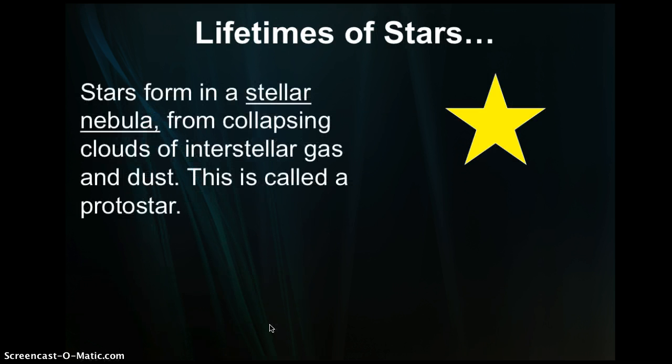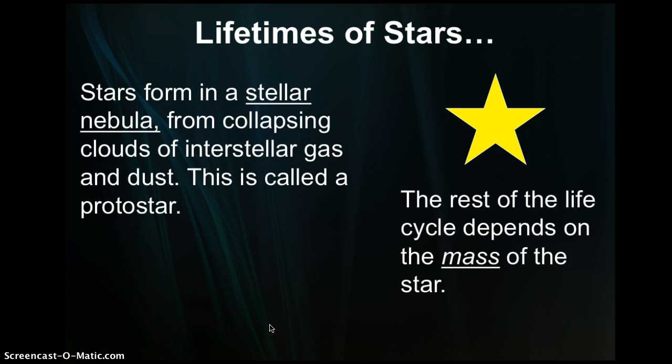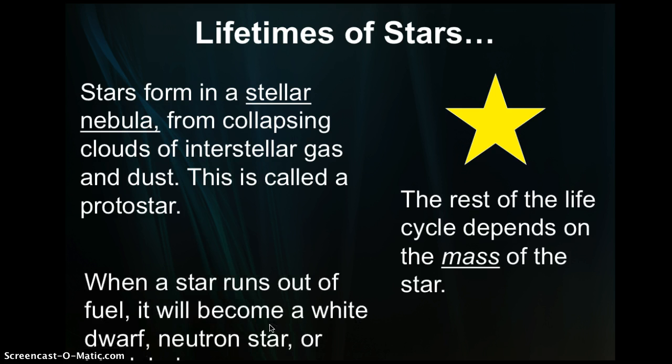All right, so stars form in a stellar nebula. It's gravity pulling together a collapsing cloud of gas and dust. That's what we call a protostar. If it gets hot enough, then the rest of it depends on the mass of the star. When the star runs out of fuel, depending on how big it is, what the mass was, will determine whether it becomes a white dwarf or a neutron star or even a black hole.